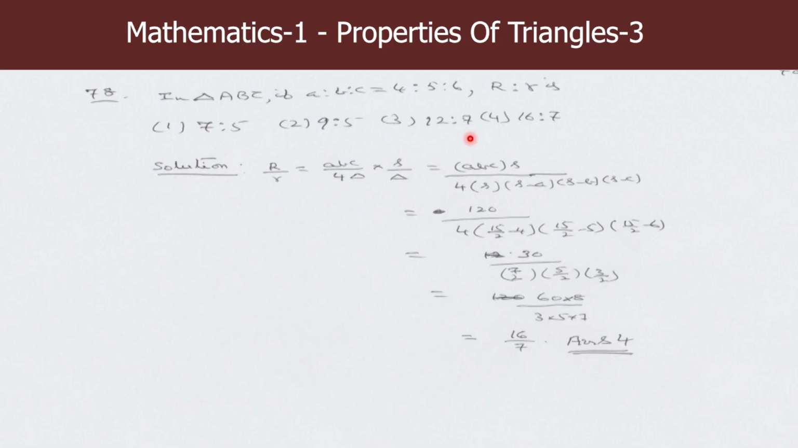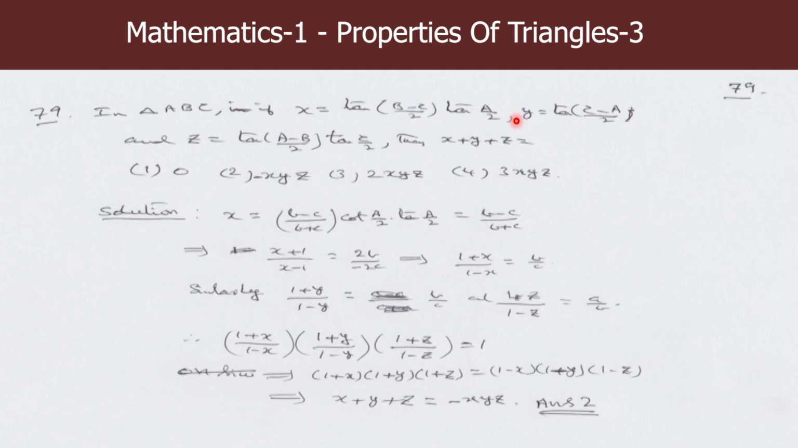15 by 2 minus 4, 15 by 2 minus 5, 15 by 2 minus 6, because a plus b plus c is 4 plus 5 plus 6, which is 15. So 2s is 15, so s is 15 by 2. So s minus a into s minus b into s minus c. If you substitute and simplify, you will get the correct answer as 16 by 7. That is option number 4.